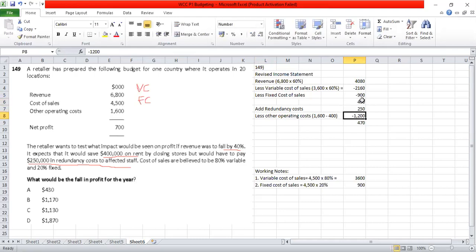Ma'am, I have a doubt in that variable cost of sales. Why are we multiplying that 3,600 into 60%? Because the variable cost also varies proportionately, no? If 40% is the reduction in the sales, then variable cost also will have to reduce by 40%. So first we need to know what the variable component is. Cost of sales is 4,500. Out of 4,500, 80% is the variable component, which is 3,600. This will not be incurred as it is. It will be 40% less, so it will be only 60% of that. So 3,600 into 60%. Variable cost varies proportionately, so that is the logic there. Okay, ma'am.